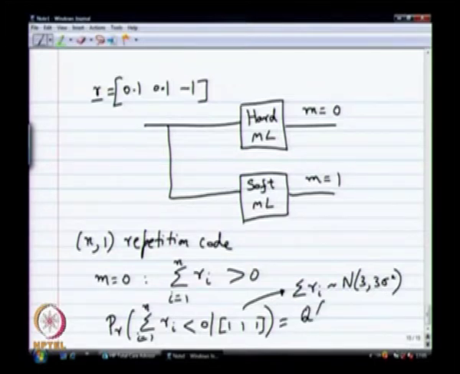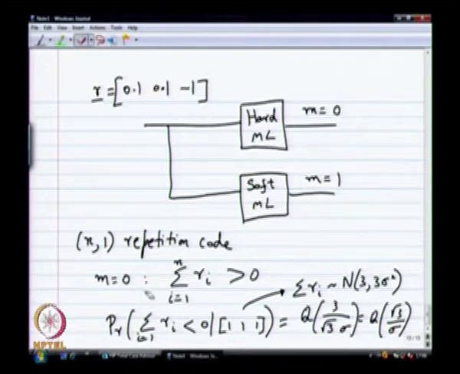This is simply Q of 3 by root 3 sigma, which is Q of root 3 by sigma. So I have done it for n equal to 3. Now there is no reason why you can't generalize it to an arbitrary n. If you put n here, this will become normal with n and n sigma square. This will become n by root n sigma. So essentially you will get Q of root n by sigma for the general case also.